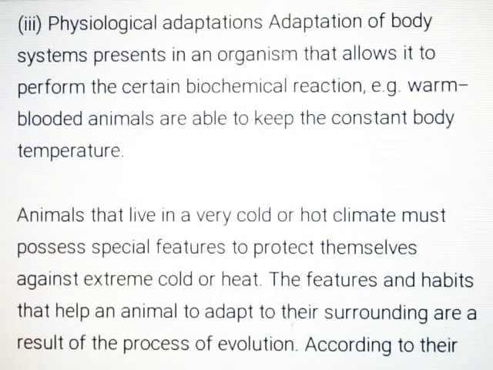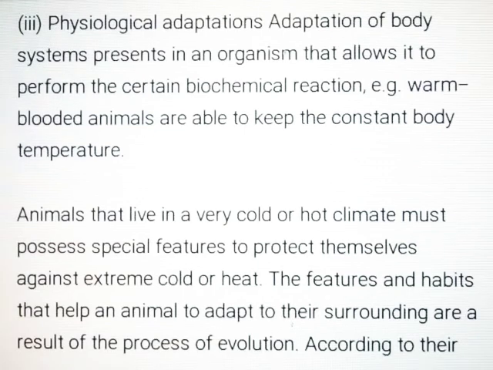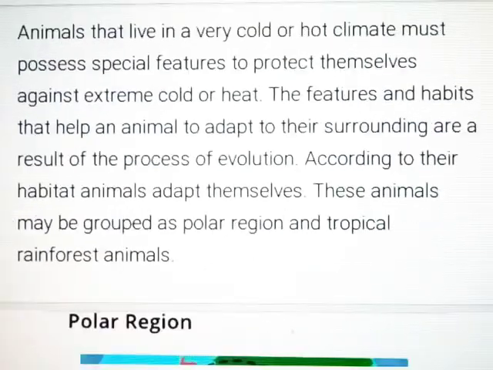Animals that live in a very cold or hot climate must possess special features to protect themselves against extreme cold or heat. The features and habits that help an animal to adapt to their surroundings are a result of the process of evolution. According to their habitat, animals adapt themselves. These animals may be grouped as polar region and tropical rainforest animals.